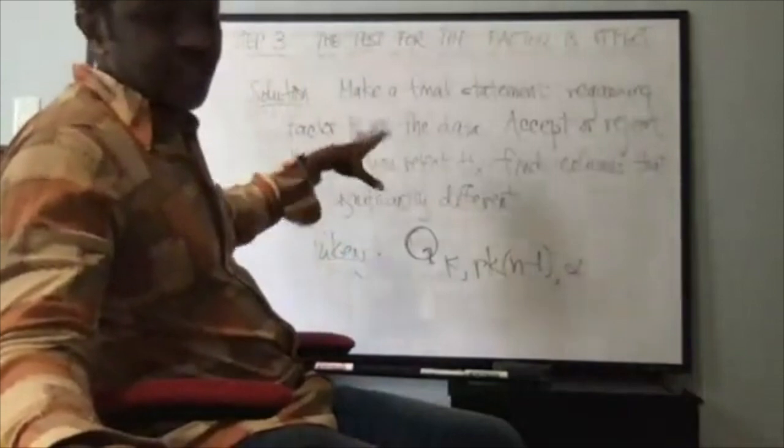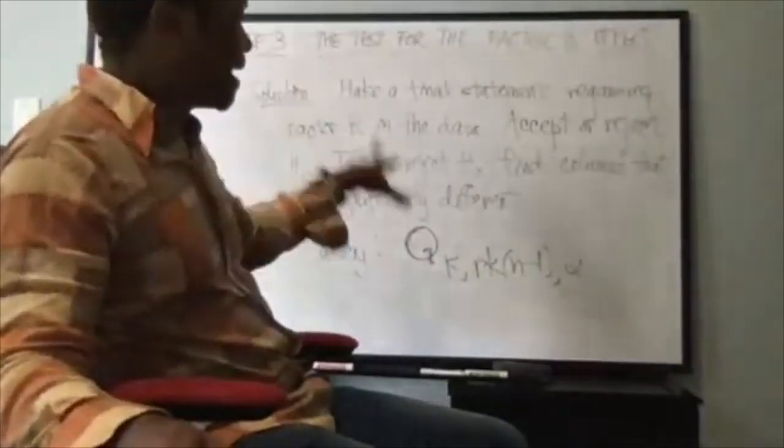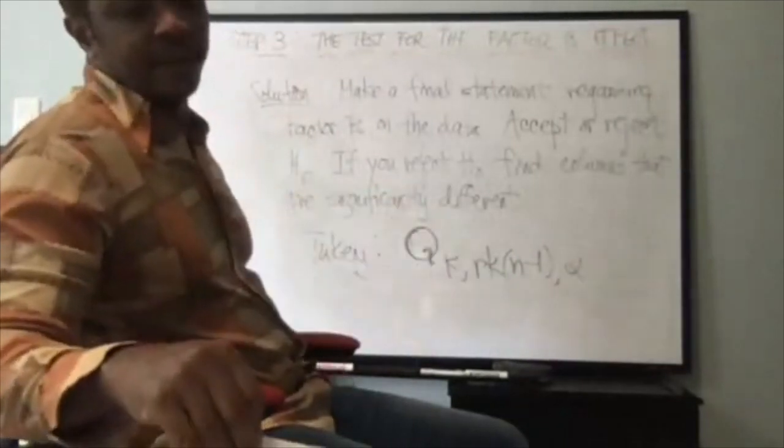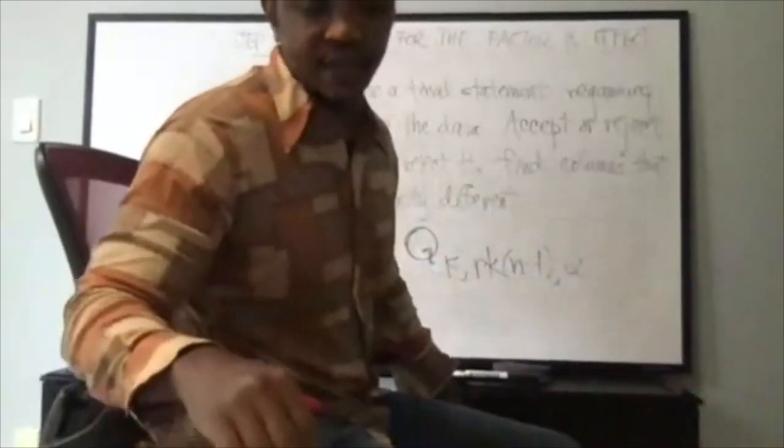The only thing that's saying is just make sure you're looking at the right value on your Q table, okay? And you may or may not even get there, but if you ended up rejecting H naught when you go to these steps, then that's what they're going to be looking for.